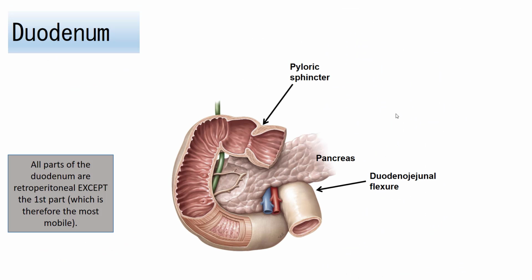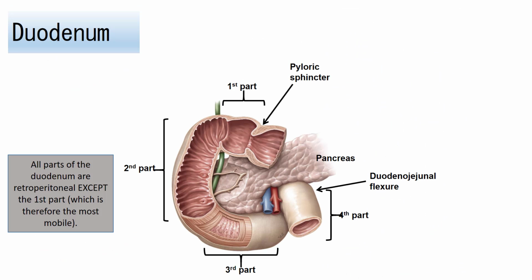We can subdivide the duodenum into 4 parts. First part, second, third, and fourth. All parts of the duodenum are retroperitoneal except the first part, which is therefore the most mobile. The parts and relationships of the duodenum, you don't need to memorize all of them, but it's important to have heard about this, are as follows. The first part, or superior part, inferiorly it's related to the head of the pancreas, anteriorly to the liver and gallbladder, and posteriorly to the common bile duct and the hepatic portal vein.